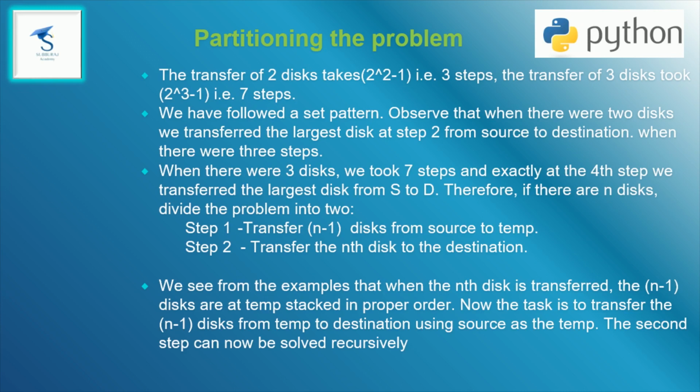Therefore, if there are n disks, divide the problem into 2. Step 1, transfer n-1 disks from source to temp. Step 2, transfer the nth disk to the destination. We see from the examples that when the nth disk is transferred, the n-1 disks are at temp, stacked in proper order. Now the task is to transfer the n-1 disks from temp to destination using source as the temp. The second step can now be solved recursively.